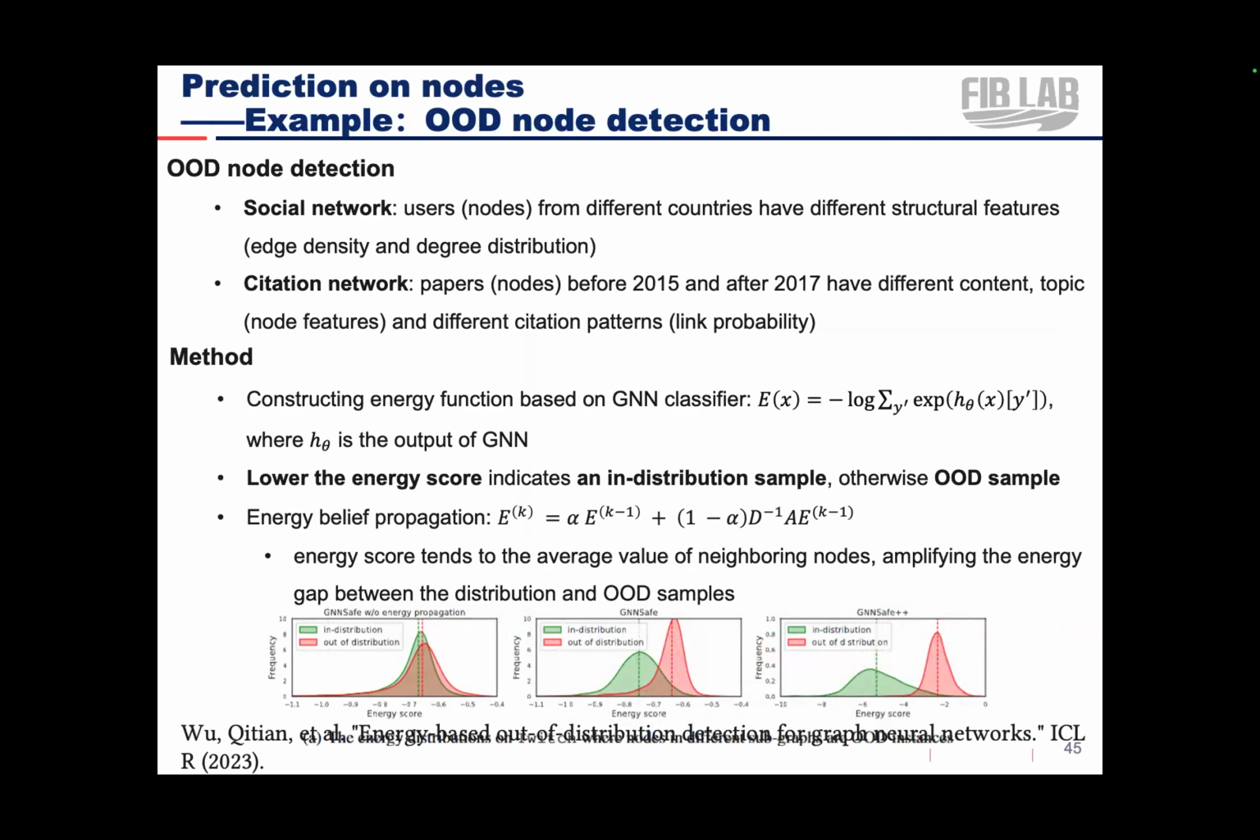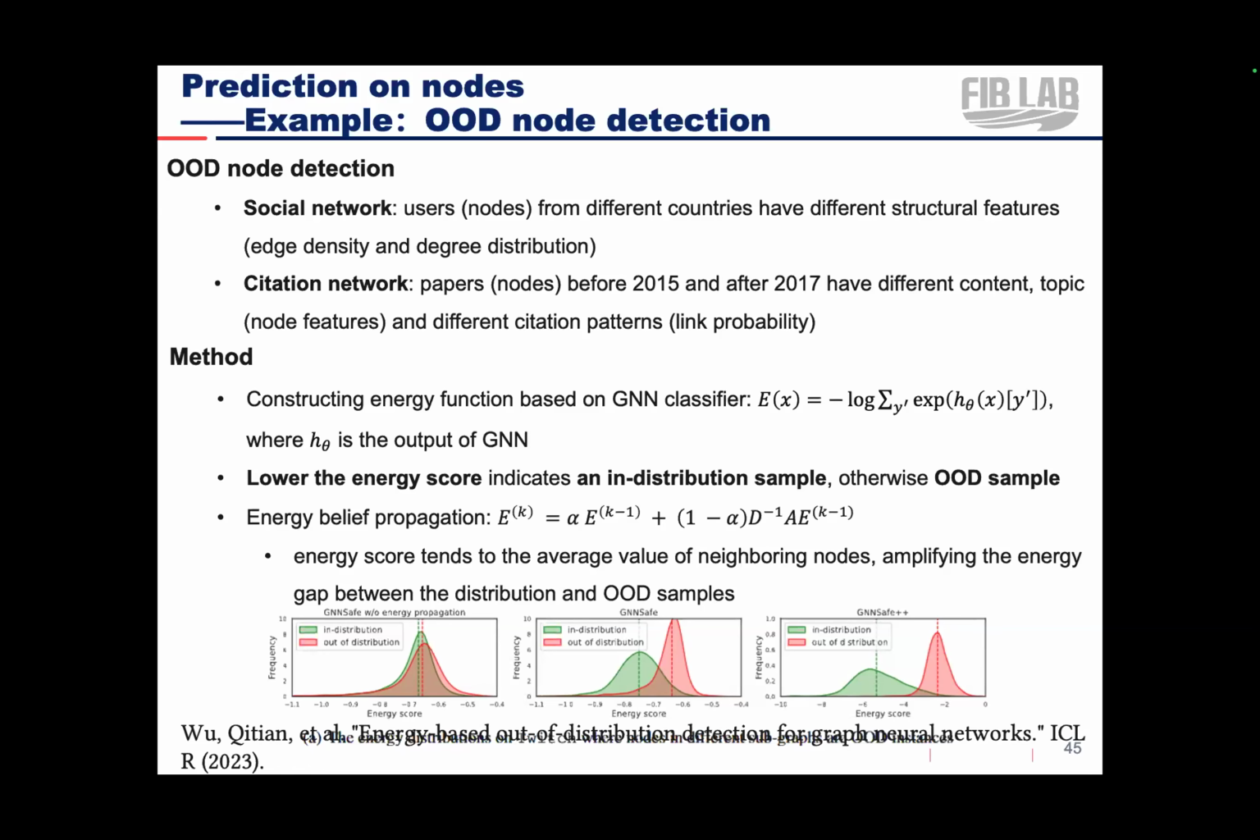prediction tasks on nodes, let's look at some examples. For social networks, users are treated as nodes. Users from different countries have different structural features, for example, age density and degree distribution. Another example is the citation network. Papers before 2015 and after 2017 may have different content, topics, and different citation patterns.